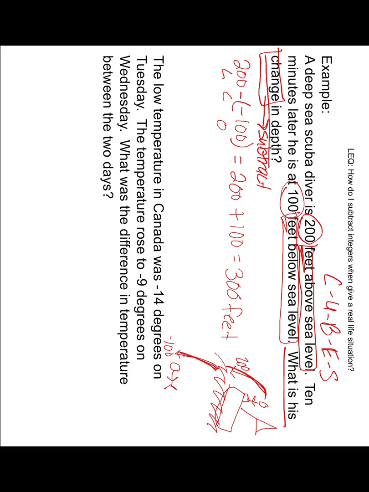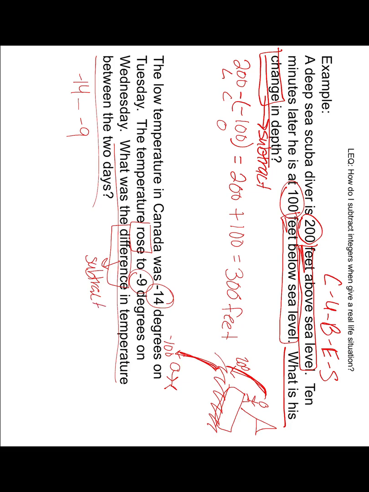The low temperature in Canada was negative 14 degrees on Tuesday. The temperature rose to negative 9 degrees on Wednesday. What was the difference in temperature in the 2 days? So it started at negative 14, rose to negative 9. They want to know the difference. Difference is the answer to a subtraction problem.